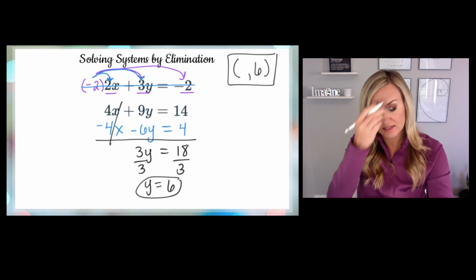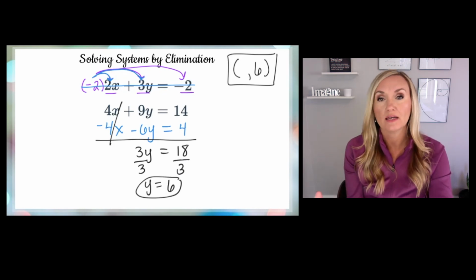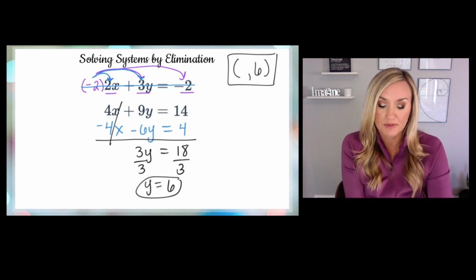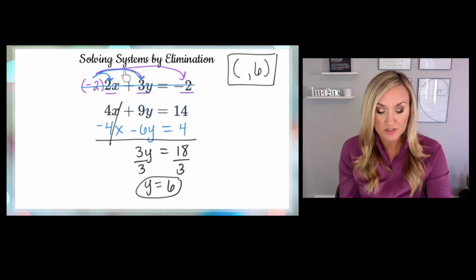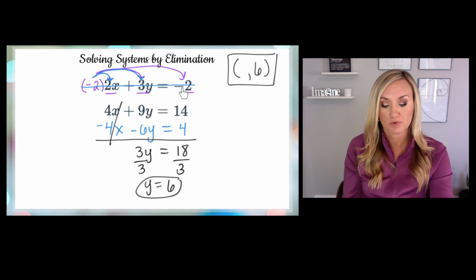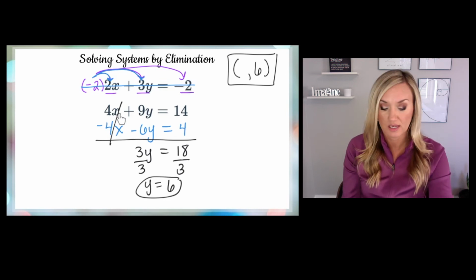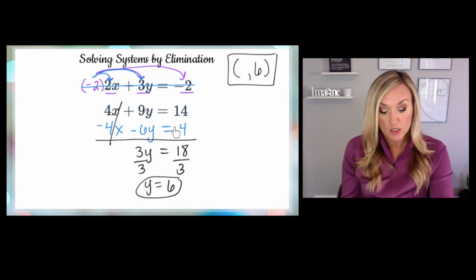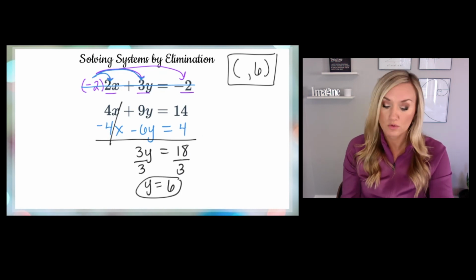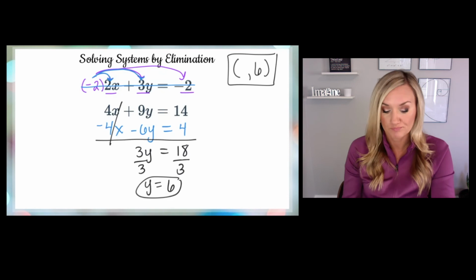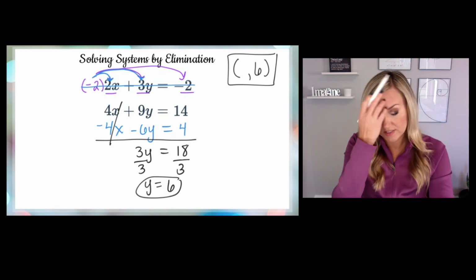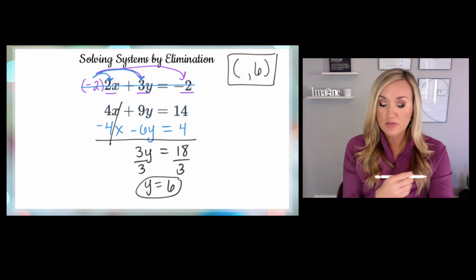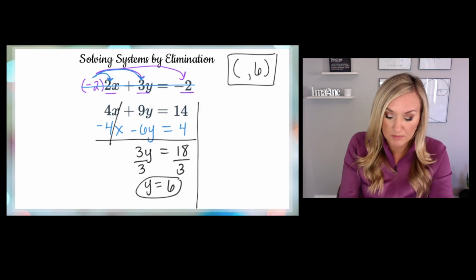So now you need to decide where you want to plug in the y to solve for x. Your choice, ultimately. You could go back to this original problem, the 2x plus 3y equals a -2. You definitely can. You can plug it into the 4x plus 9y equals 14, for sure. You could even plug it into the new one that you created by multiplying by -2. So totally your choice. I'm going to choose to use the first equation that we manipulated and multiplied by -2.